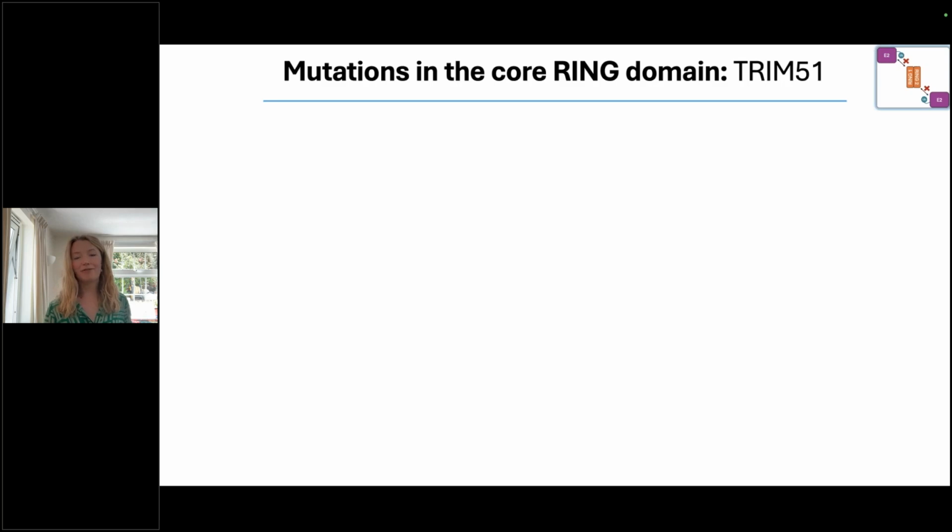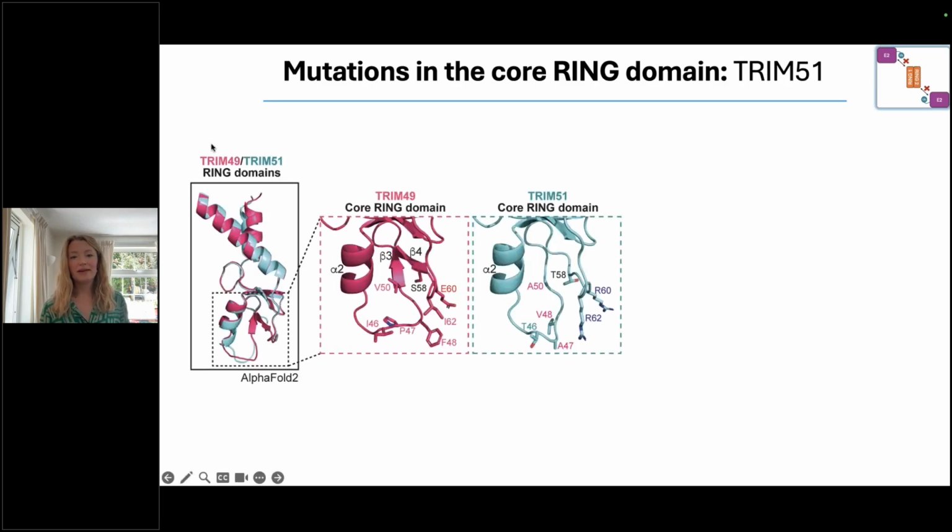And my final example I have for you is TRIM51. So I've aligned its structural prediction with TRIM49, which is extremely closely related to TRIM51, as I'll go into in a minute. And you can see in TRIM49, it has these nicely folded beta sheets, or predicted to have these nicely folded beta sheets, and quite bulky aromatic residues down here. Whereas for TRIM51, it's quite a lot smaller residues here.